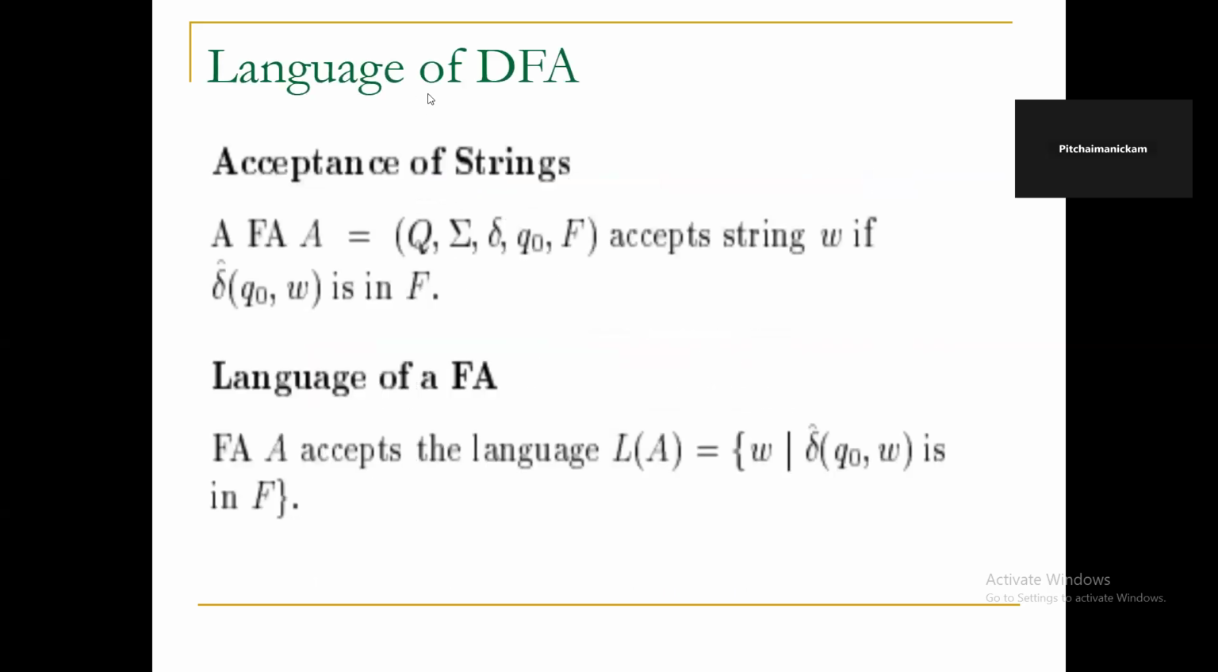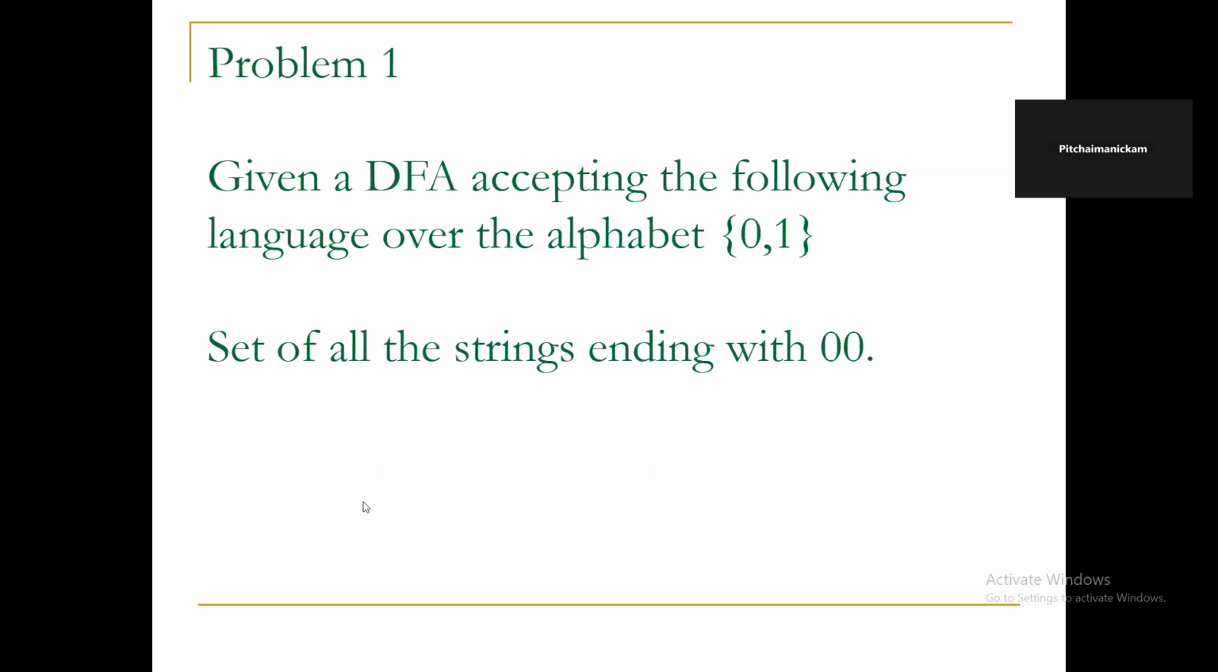One more thing is the language of a DFA, the acceptance of strings. A DFA A = (Q, Σ, δ, q0, F) accepts the input string w if and only if δ^(q0, w) is in F. Just note it down. The finite automaton A accepts the language L(A) = {w such that δ^(q0, w) is in F}. So you just note it down.